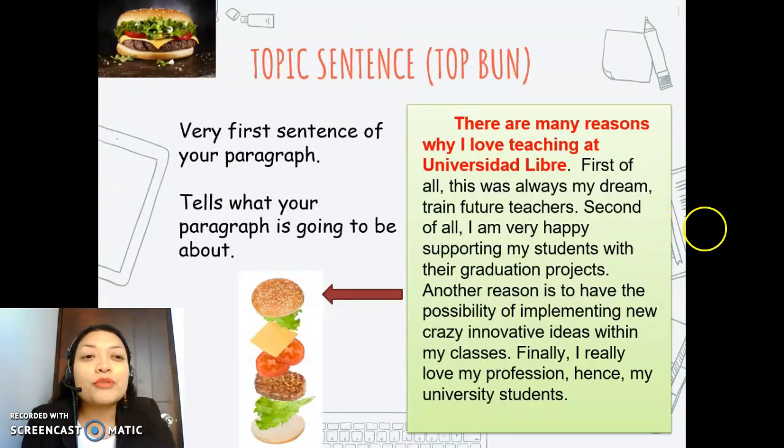First of all, this was always my dream, train future teachers. Second of all, I'm very happy supporting my students with their graduation projects. Another reason is to have the possibility of implementing new crazy innovative ideas within my classes. Finally, I really love my profession, hence my university students. Okay, so this is the whole paragraph.